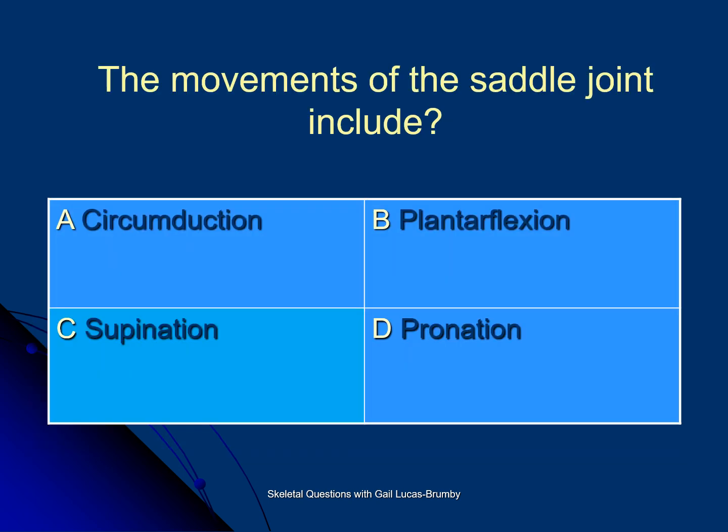The movements of the saddle joint include A, circumduction, B, plantar flexion, C, supination, or D, pronation. The answer is to circumduct or rotate. So the saddle joint circumducts or rotates the thumb.